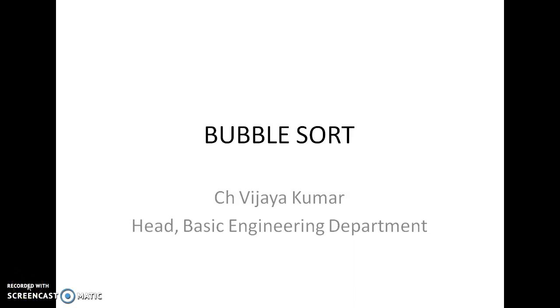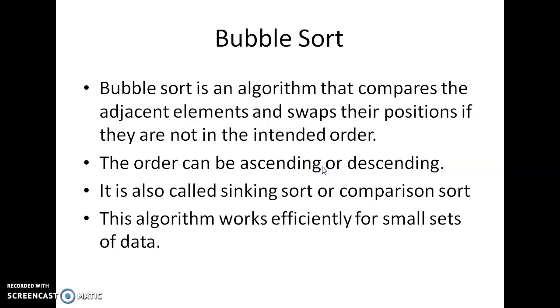Good morning friends. Today in this video we'll see how to sort elements using bubble sort. Bubble sort is a technique in which we compare adjacent elements and swap their positions if they are not present in either ascending order or descending order. We can implement any type of ascending or descending order in this mechanism.